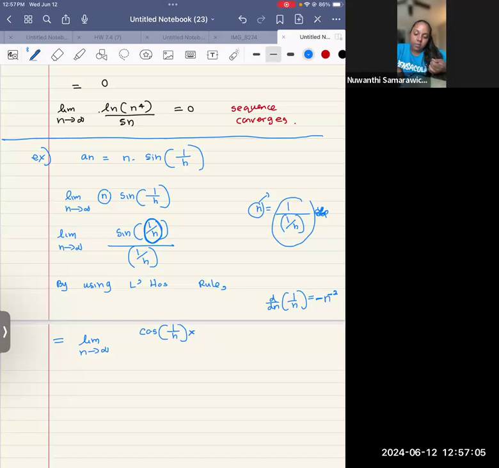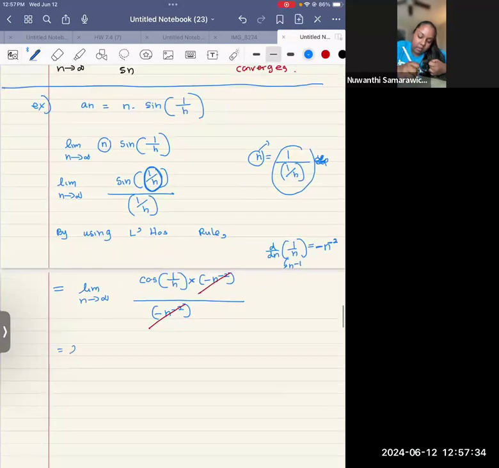Okay, because 1 over n is the same as n to the power negative 1, right? So if you differentiate, you will get this. So we can multiply by the differentiation, that is negative n to the power negative 2. And when you take the differentiation of the denominator, it's the same thing, negative n to the power negative 2. So this gets cancelled. So you will have limit as n goes to infinity of cosine 1 over n.